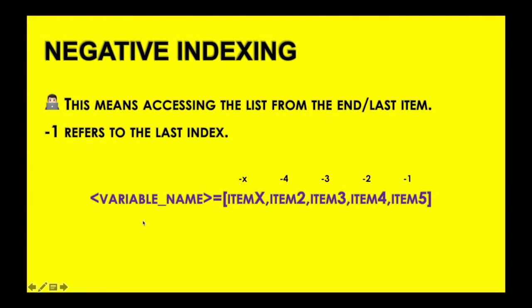Okay, vice versa with our previous indexing, which is from the first item here on the most left part of the list, going to the right. So this one is from right going to the left, and the numbering of our index is in negative. Okay, so item 5 is negative 1, item 4 is negative 2, item 3 is negative 3, item 2 is negative 4, item X is negative X. It depends on you on how many items you want to have inside your list.